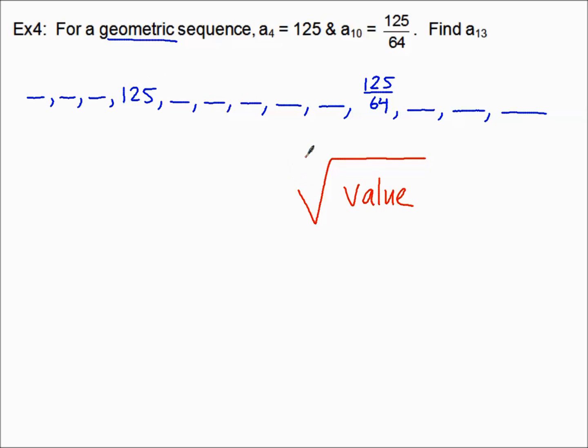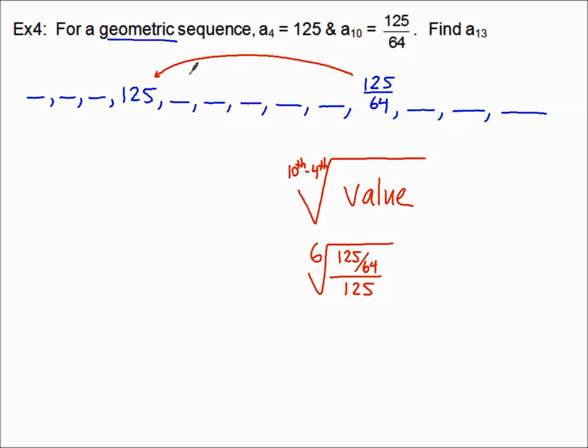But then which radical is it going to be? It's going to be the 10th term that we have take away the 4th term. So it's going to be, in this case, a 6th root. So we're going to be talking about a 6th root of 125/64 divided by 125. Again, we're dividing backwards.